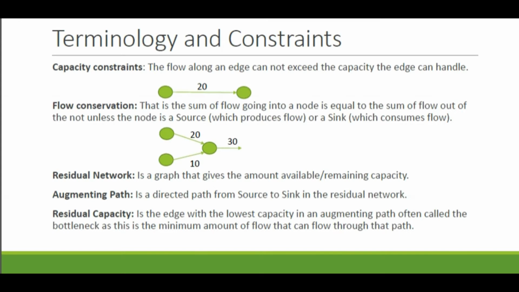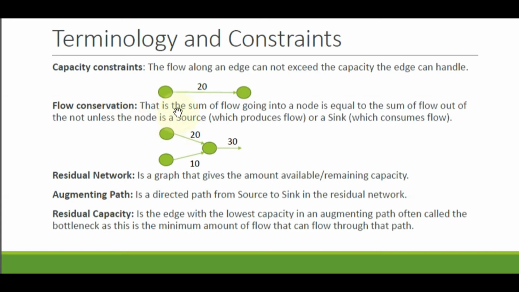The basic problem is to figure out how to send flow between particular edges in a graph while obeying the capacities and then maximizing the amount of flow that goes from the source to the terminal. Here is some of the terminology I will be using in my example. Capacity constraint: the flow along an edge cannot exceed the capacity an edge can handle, so a flow of bigger than 20 is not possible for this edge.